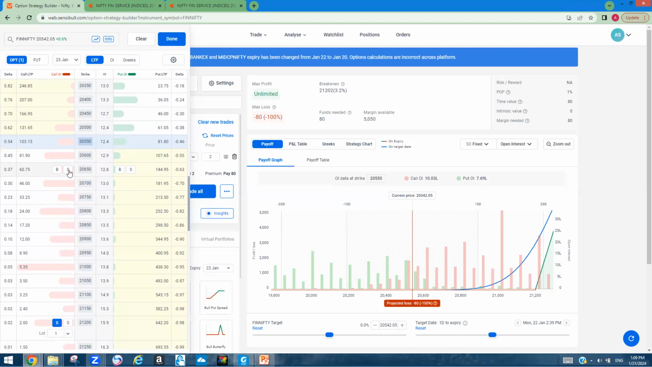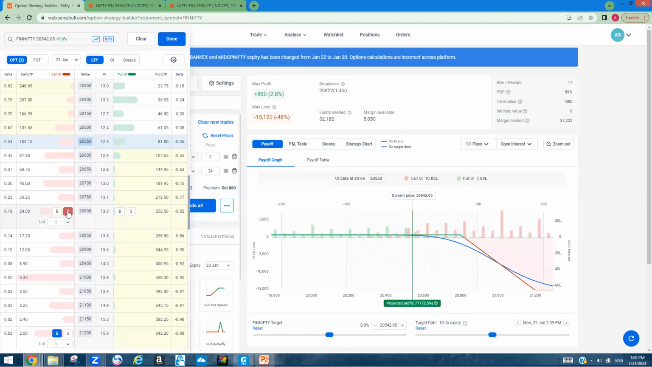This is all from my experience I'm telling. Normally, I see these types of option prices are left at 11:30. Now I am selling this, for example, at 24 rupees. So what I will get, maximum profit is 880 rupees. Okay, the funds required is 32,000.